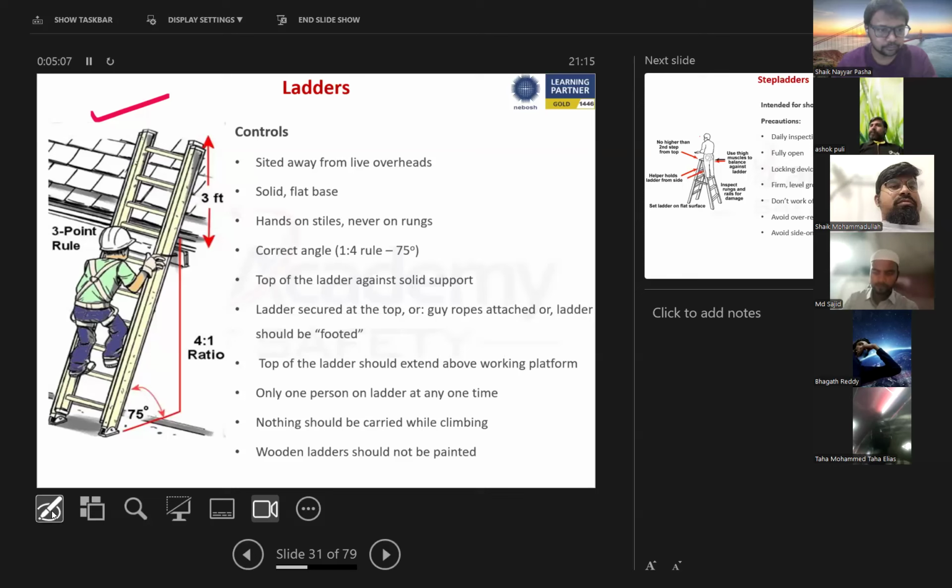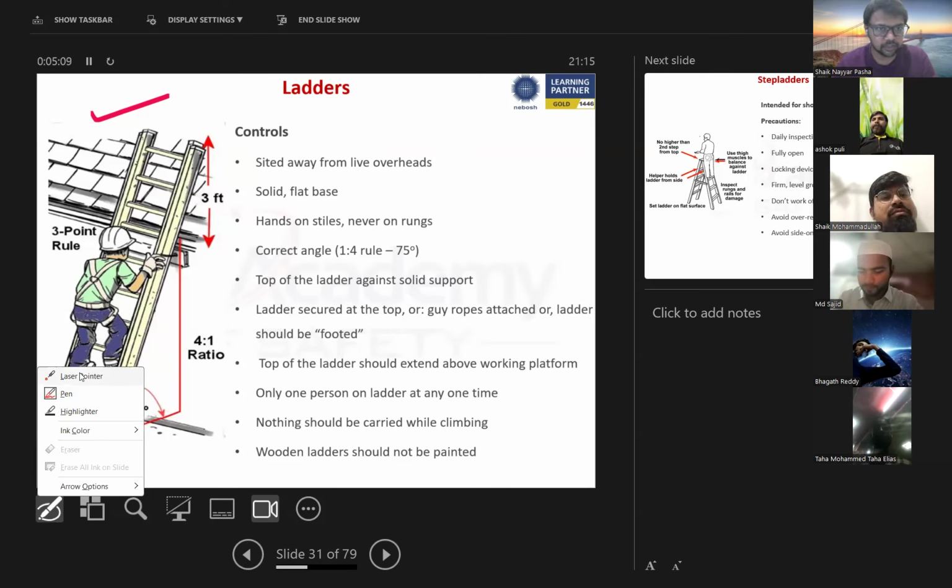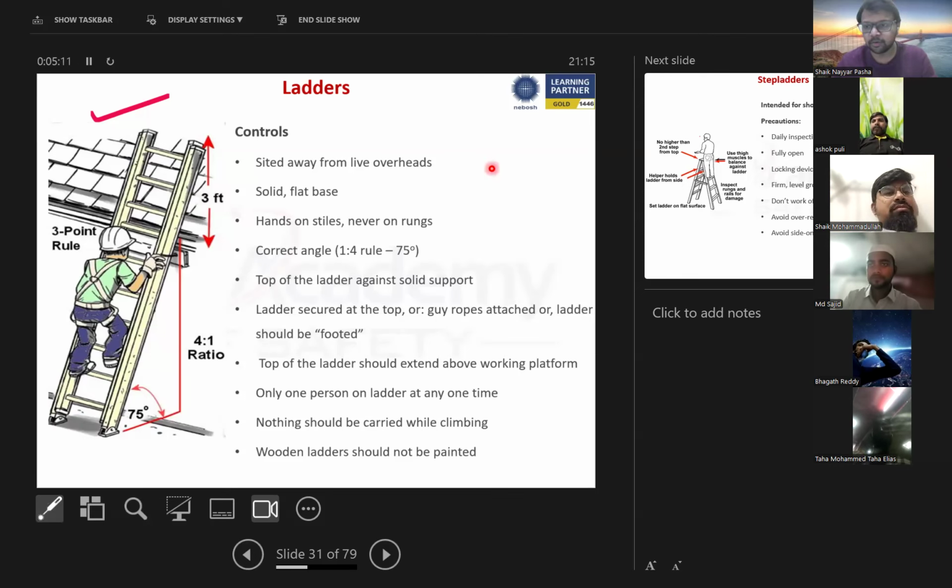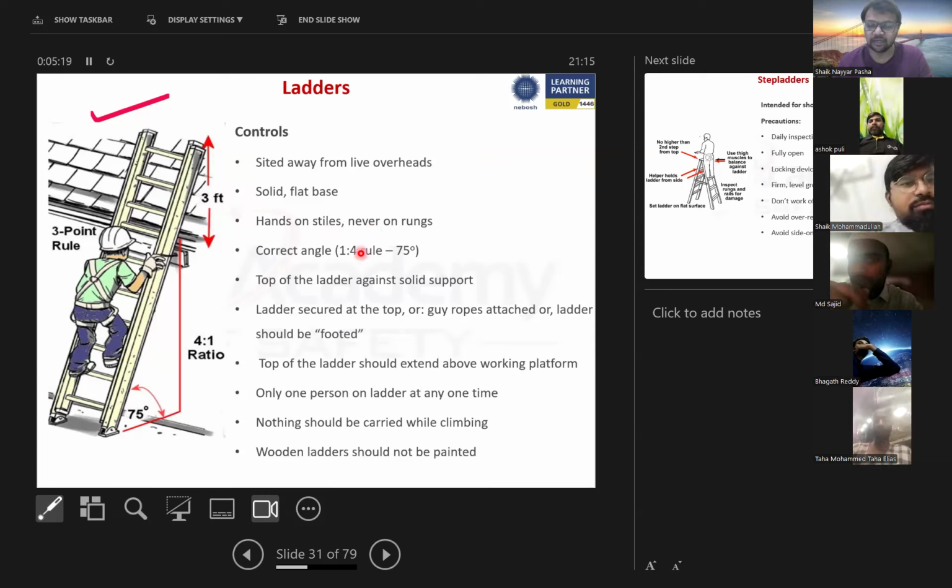Clear? Stay away from the overhead power cables, vertical distance. Placed on a solid and a flat surface. Hands on stiles, never on rungs. Correct angle of the ladder, 1:4 ratio or 75 degrees angle should be there. Top of the ladder should be against a solid support.